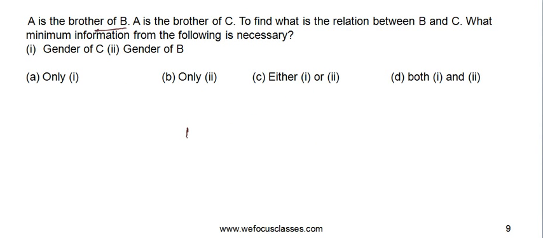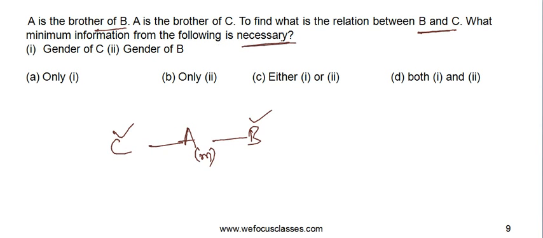A is the brother of B, so A is there and B is there. A is the brother of B, a male person. A is the brother of C also, so these three are siblings now, meaning brother and sister, but we don't know who is C, who is B. To find the relation between B and C, you should be able to say it in both ways, meaning if C is sister to B, B must be either brother or sister. Like that you should be able to say, not from one side, you should be able to say from two sides. What minimum information from the following is necessary?